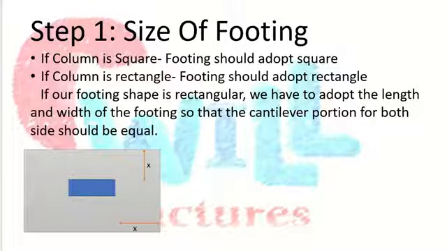If the footing shape is rectangle, you can see in the diagram, if we adopt the shape as rectangle, then we have to consider the length and width of the footing such that the cantilever portion in both directions should be equal. So you can see in the diagram, if I am considering this is the length and this is the width of the footing, then the remaining portion in cantilever, let's say I am showing here with the x distance, x in the longer direction and the x distance in the wider direction, both are the same. Okay, so here my x value both should be the same.